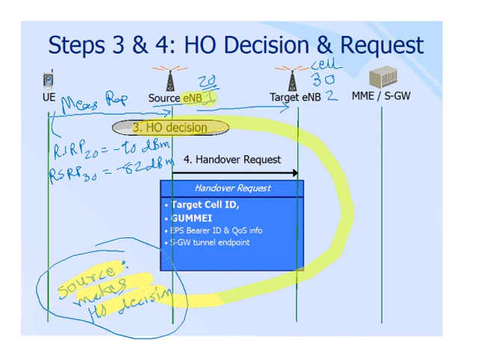Okay. So in this case, the source has decided that since the neighbor is able to offer better quality, it is a good idea for the terminal to switch to that cell.